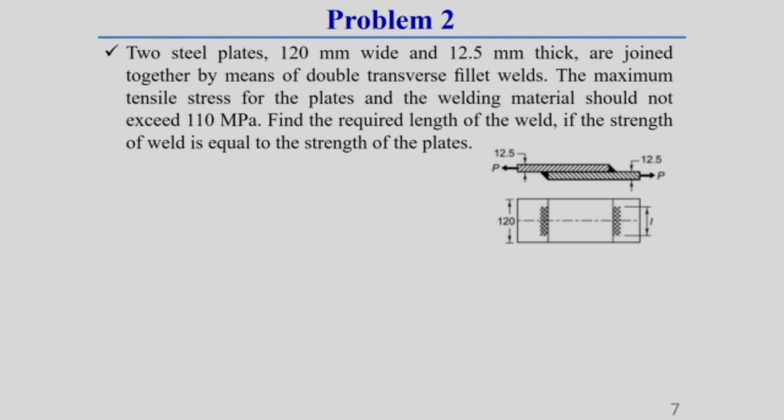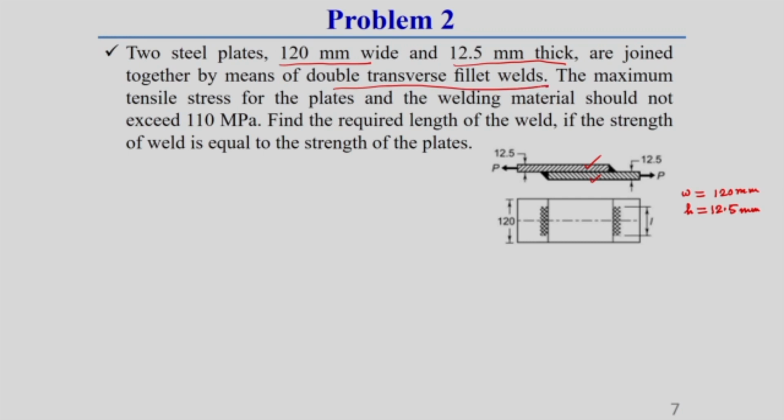Now, let us consider two steel plates. This is one steel plate, this is another steel plate. It has a width of 120 millimeter and a thickness of 12.5 millimeter. Always keep in mind, here thickness is equal to H, that means leg length, which is 12.5 millimeter, it is given, and also given is the width of the plate. Width of the plate I am representing as W, 120 millimeter. These are joined together by means of a double transverse fillet weld.